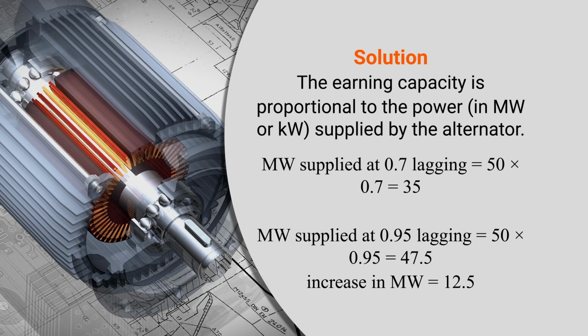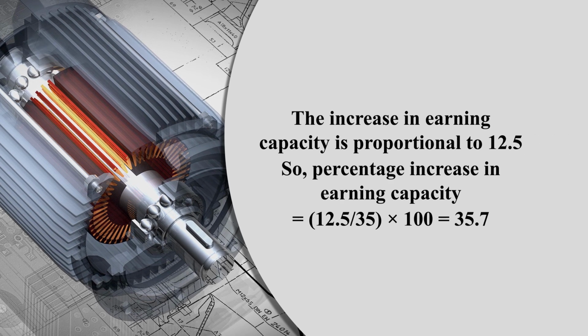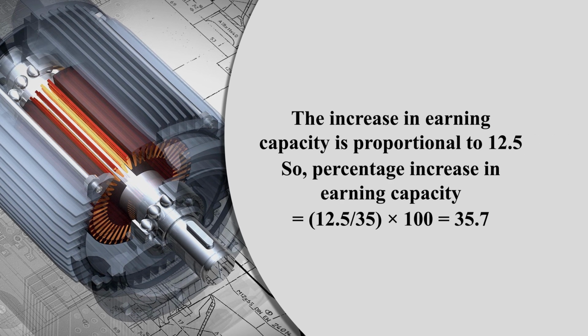Just subtract 47.5 minus 35. So the increase in megawatt is equal to 12.5. That means if the power factor is improved from 0.7 to 0.95, you are able to generate 12.5 megawatt more power. So the increase in earning capacity is proportional to 12.5 megawatt power. So the percentage increase in earning capacity can be written as 12.5 divided by 35 multiplied by 100. It comes to 35.7. So here, learner, you can notice the effect of the improved power factor.